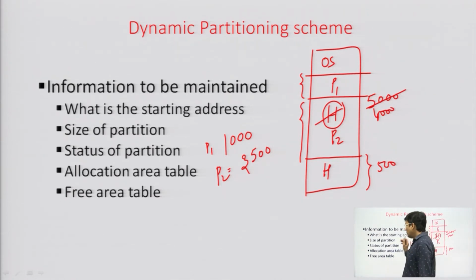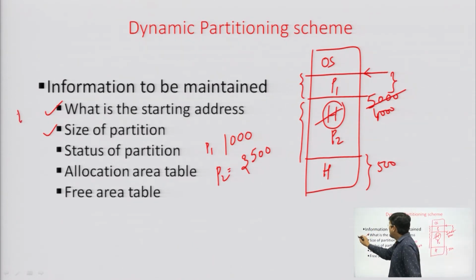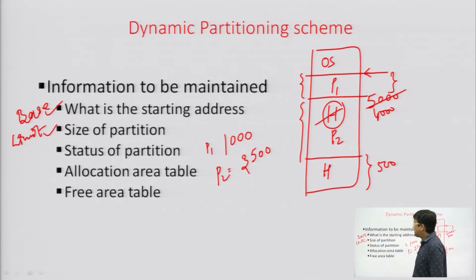Now, what is the information that we need to maintain in this case? Obviously, when P1 is accommodated, I need to know the starting address of this process, fine. Then what is the size of the partition? It means the size of the process, the size of P1, or the size of the partition, which means the same thing. So, as we discussed last time also, let us store the starting point in the base register and the size of the partition in the limit register. So, per process base and limit registers have to be maintained, and then the status of the partition, whether it is occupied by a process or not.